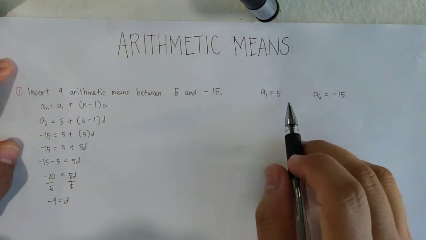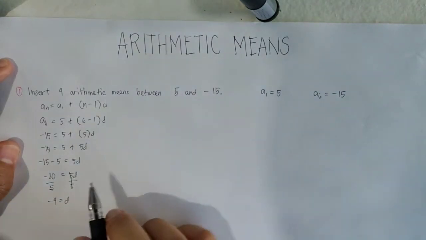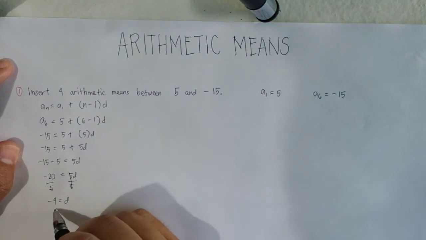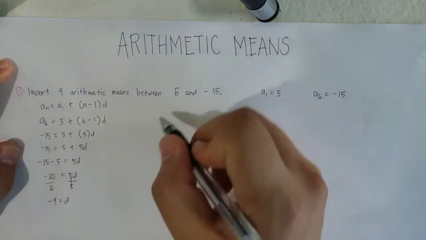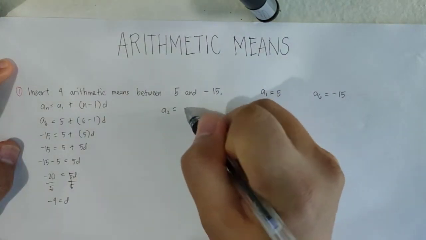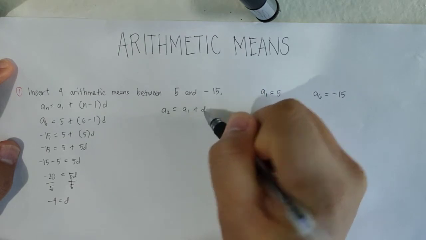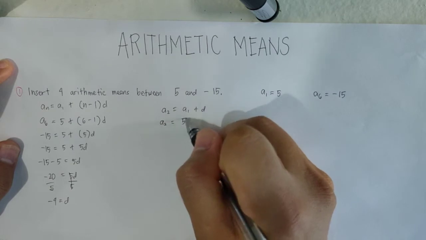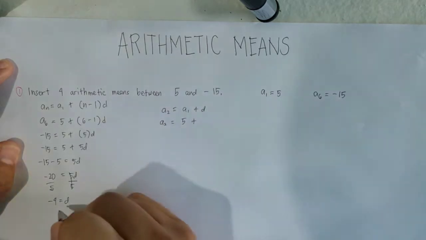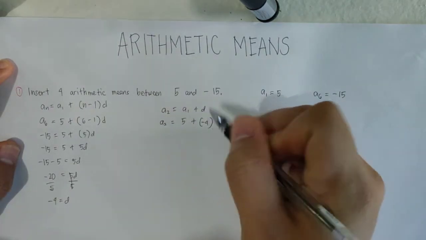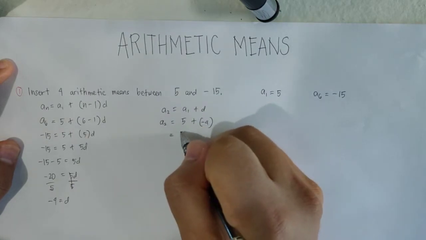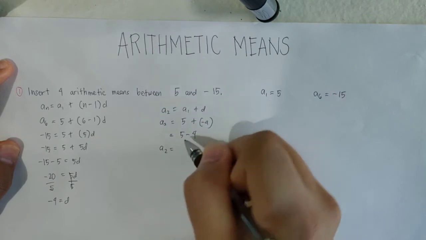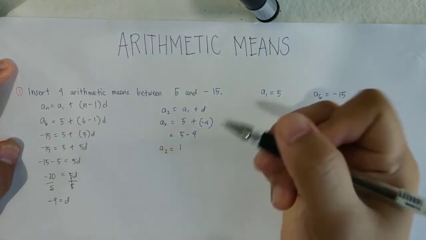Para natin mahanap yung apat na kulang, from yung a sub 1, dagdagan lang natin ng negative 4 para makuha yung a sub 2. So, a sub 2 is equal to a sub 1 plus d. A sub 2 is equal to, anong a sub 1 natin? 5 plus, ano yung d natin? Negative 4. So, equals 5 minus 4. So, a sub 2 is equal to 1.